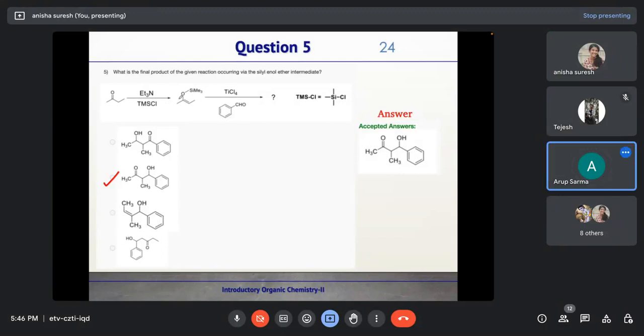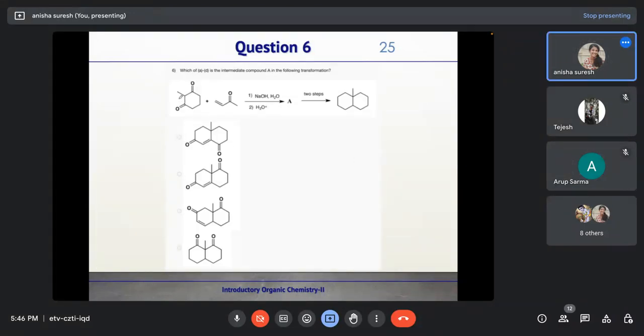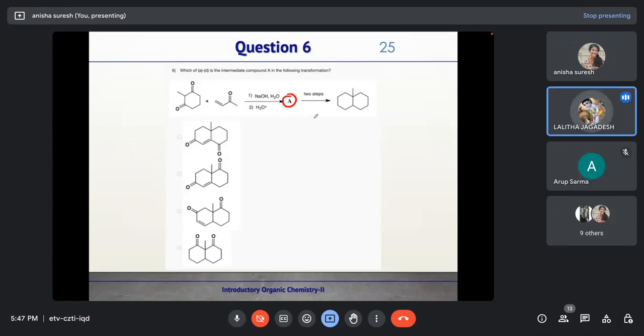Okay. Now coming to question number 6. Which of A to D is the intermediate compound A in the following reaction? Out of these four, what is the compound A that will be formed in this reaction? Something is formed after the reaction of these two substrates, giving some intermediate A, which can be converted in two steps to this compound. So what is that compound? Option B will be the right option.